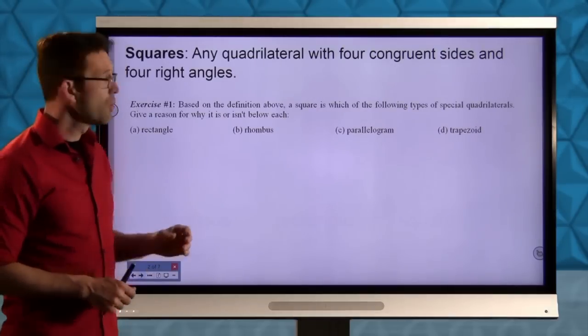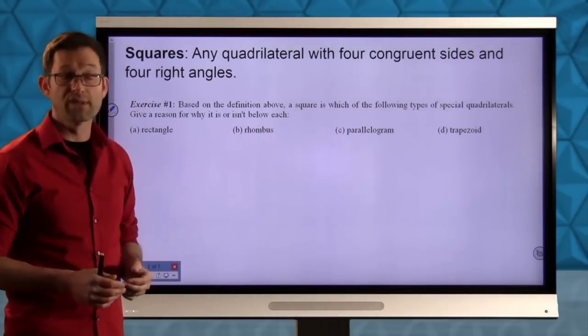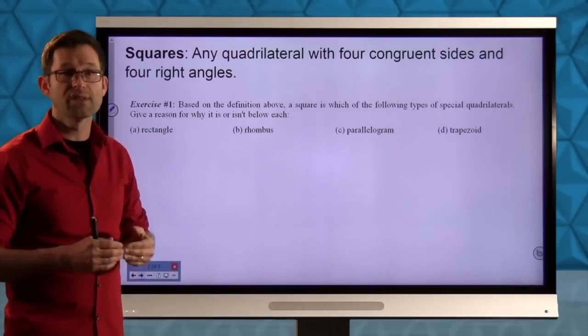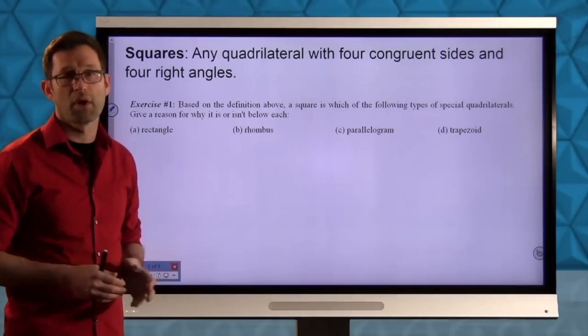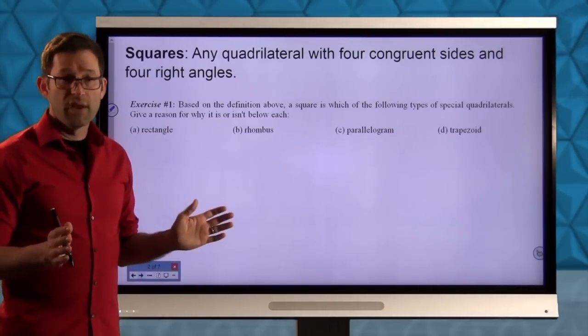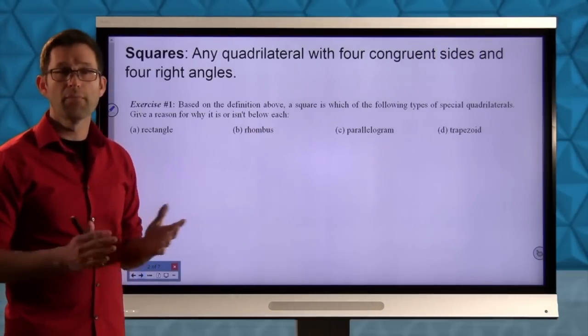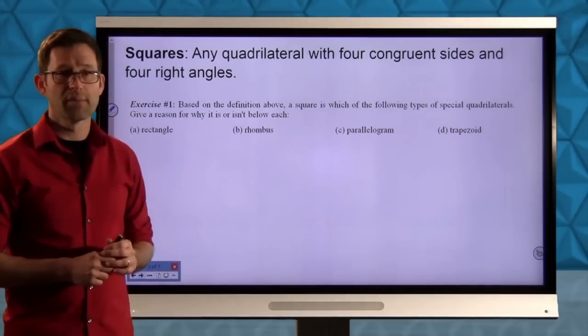What I'd like you to do is think about which of these 4 things a square also is. So is it also a rectangle? Is it also a rhombus? Is it also a parallelogram? Is it also a trapezoid? And if it isn't, fine. But if it is, give a reason why. Okay, pause the video now and think about this a bit.